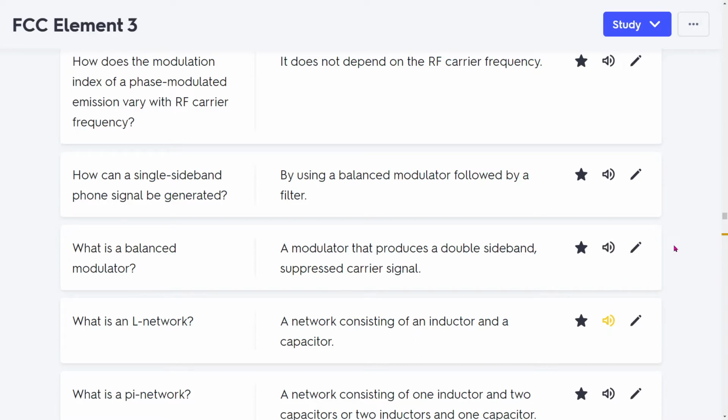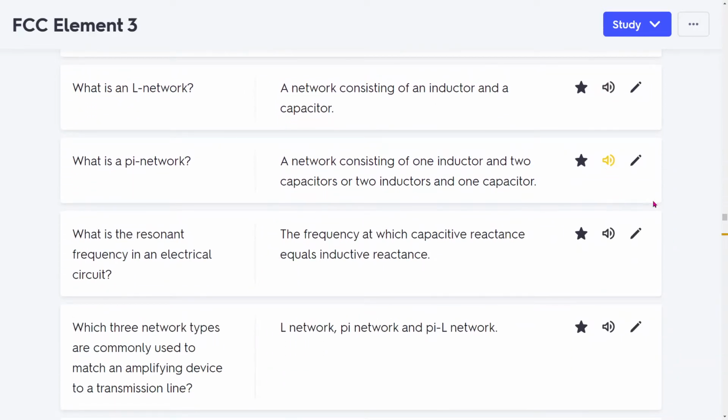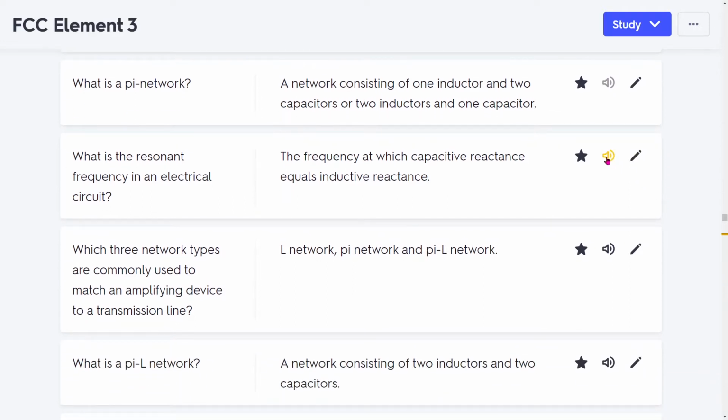What is an L network? A network consisting of an inductor and a capacitor. What is a pi network? A network consisting of one inductor and two capacitors or two inductors and one capacitor. What is the resonant frequency in an electrical circuit? The frequency at which capacitive reactance equals inductive reactance.